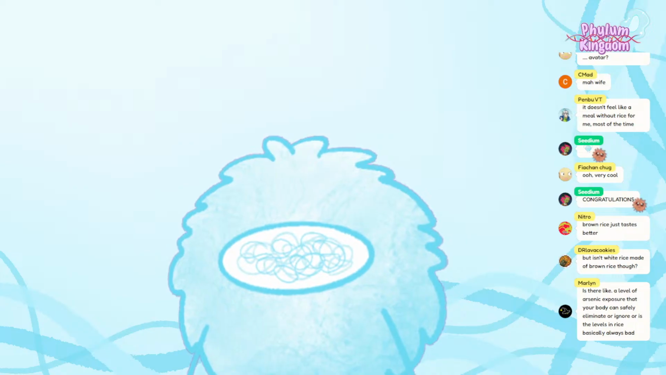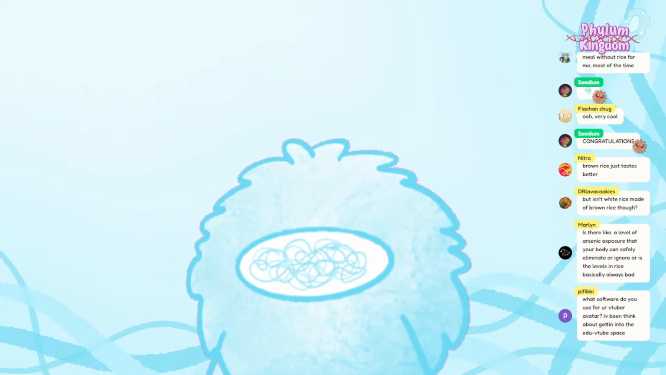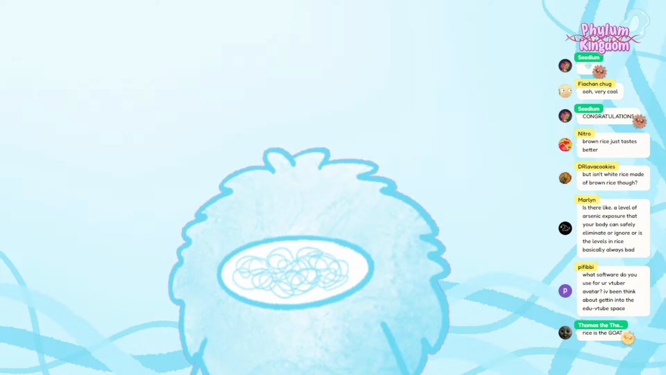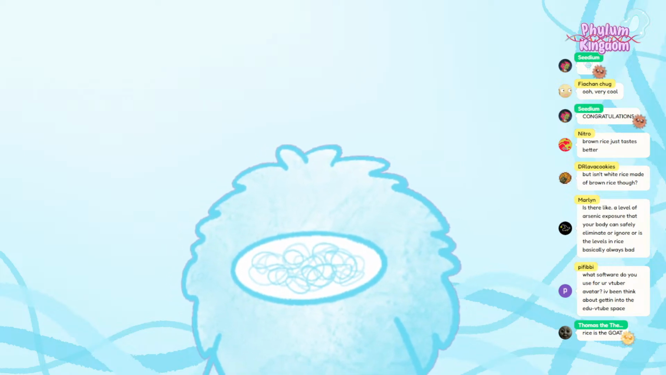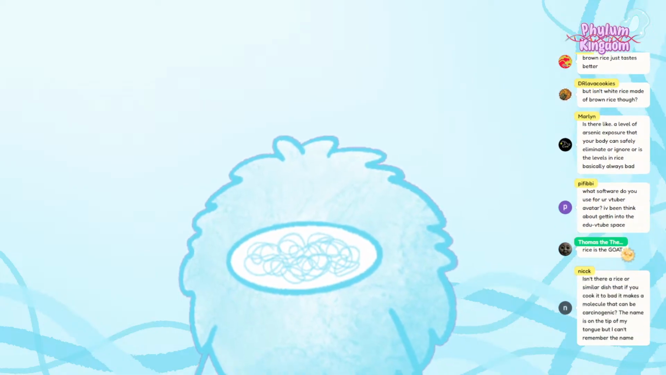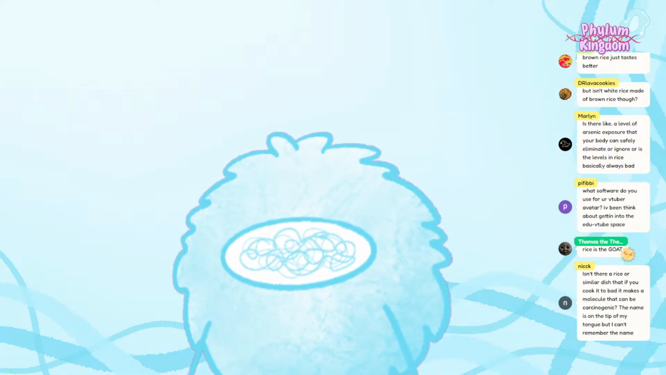But isn't white rice made of brown rice though? So the arsenic is accumulated in the hull of the rice, and if you have brown rice, the hull is kept intact, which is also where all those nutrients and fibers live. But along with those nutrients and fibers, you have arsenic, which is no good.